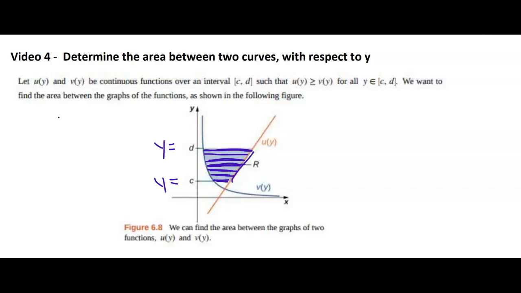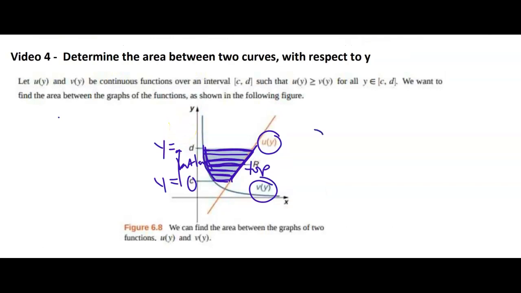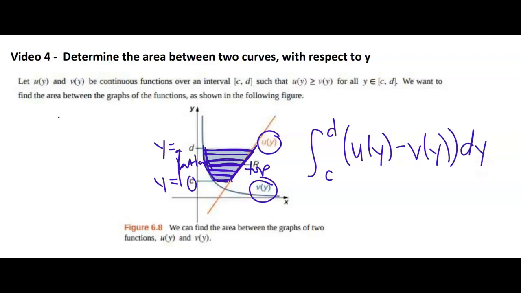Your top function then needs to be in terms of y, and your bottom function has to be in terms of y. So you can almost turn your paper over and think about this is now your top minus this is now your bottom. This is your smallest y value to your largest y value. And so we would set this up as the integral from c to d of u of y minus v of y dy. Now, why would you want to do that?